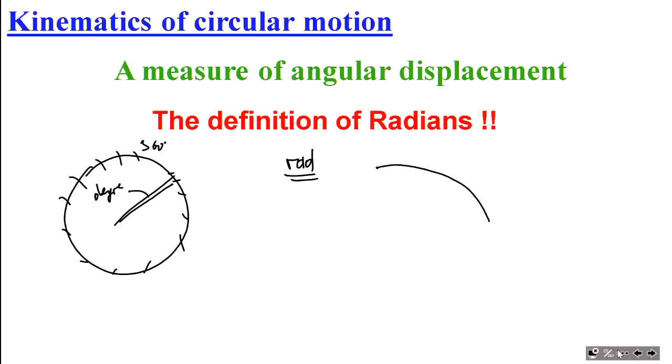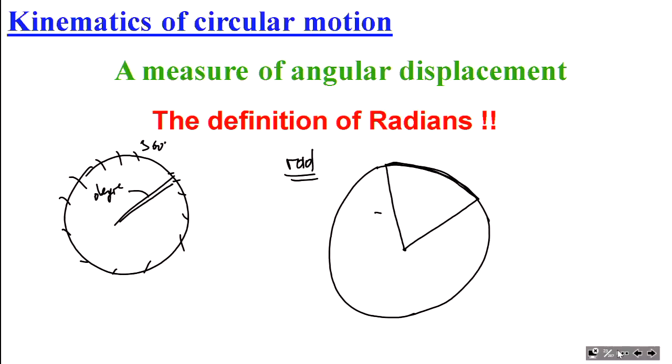If we draw a circle, imagine it's a circle, and we find an angle such that the length of the arc is equal to the radius, this angle has a name, one radian. That's an official definition of it. Well, mathematically, we write it in the form of a fraction.